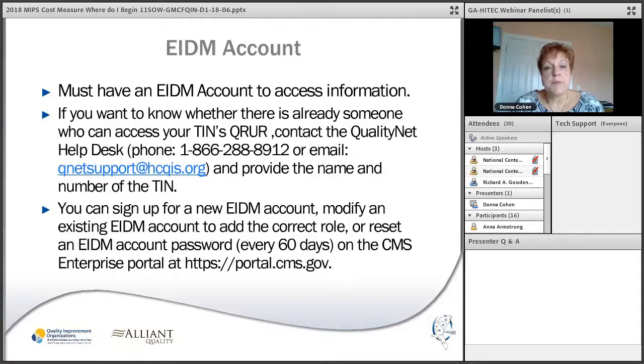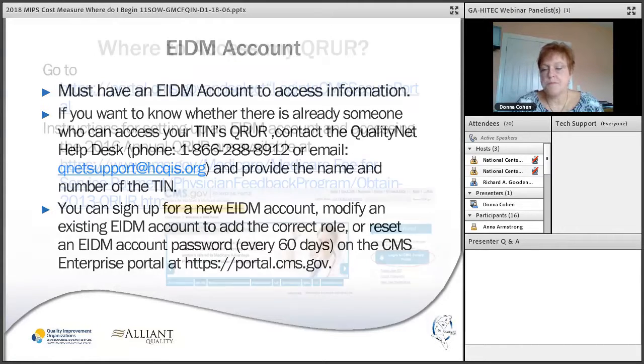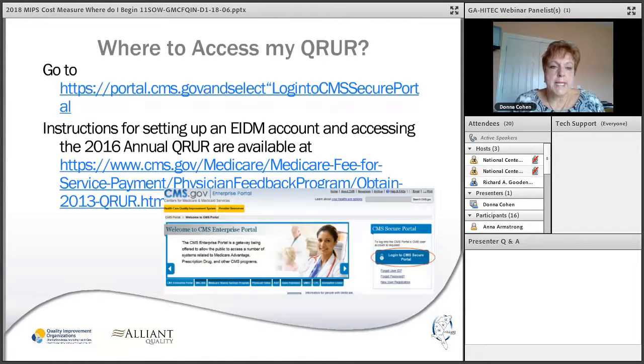If you've never had an EIDM account for a particular TIN, you can sign up for a new EIDM account or modify an existing EIDM account to add the correct role every 60 days. And again, this can be done on the CMS portal. So to access your report, again, the link here, to be able to access your report, you need to log in.